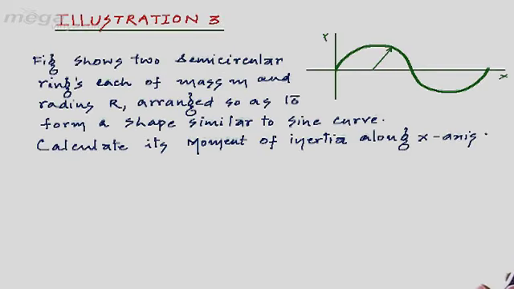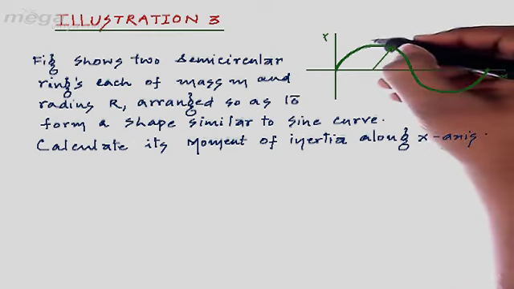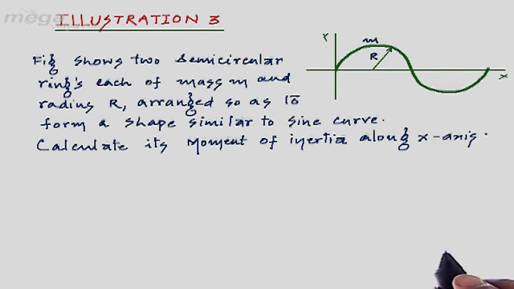Let's consider one more illustration. In this given illustration, two semicircular rings have been given. Each ring has mass m and radius r, and they are arranged so as to form a sine curve. We have to calculate the moment of inertia about the x-axis.